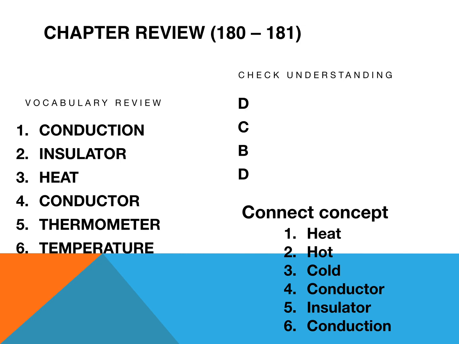Second question says, a matter in which heat cannot move easily. What is the matter which does not move heat easily? Insulator. Insulator, a material through which heat does not move easily. The third question says, something that makes things hot. What makes things hot? Heat. Heat makes things hot. The first one says matter in which heat moves easily. Conductors. Conductors move heat easily.